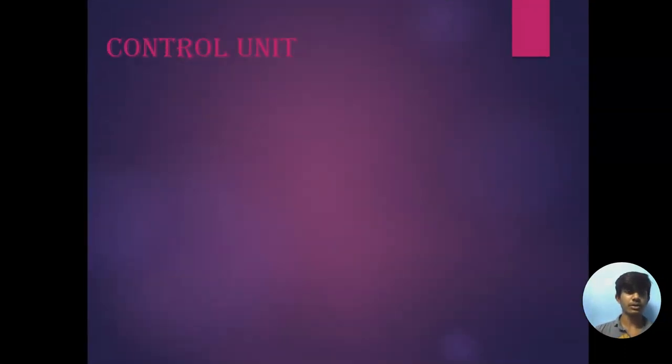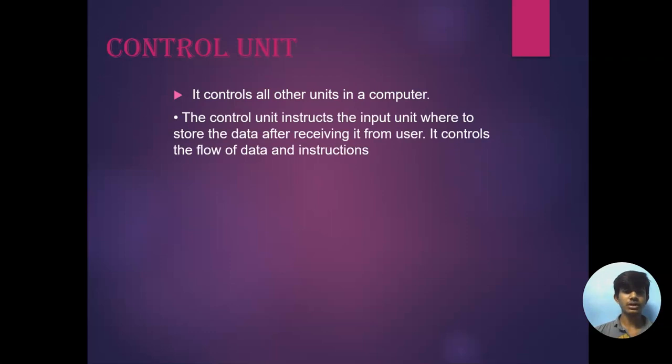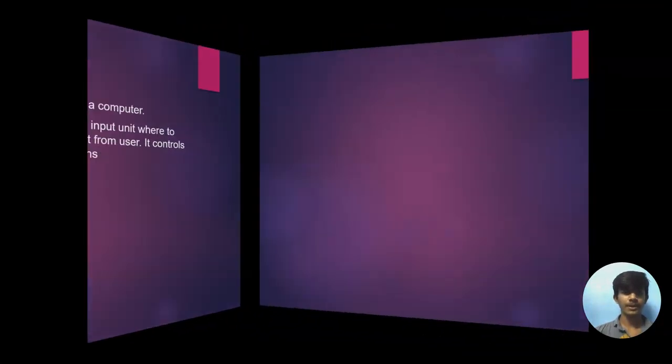Next, control unit, CU. It controls all other units in a computer. The control unit instructs the input unit to store the data after receiving it from the user. It controls the flow of data and instructions.